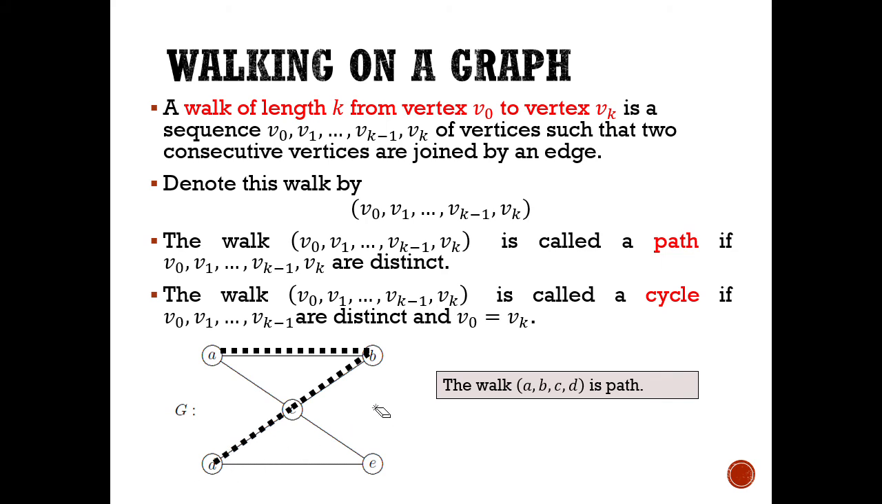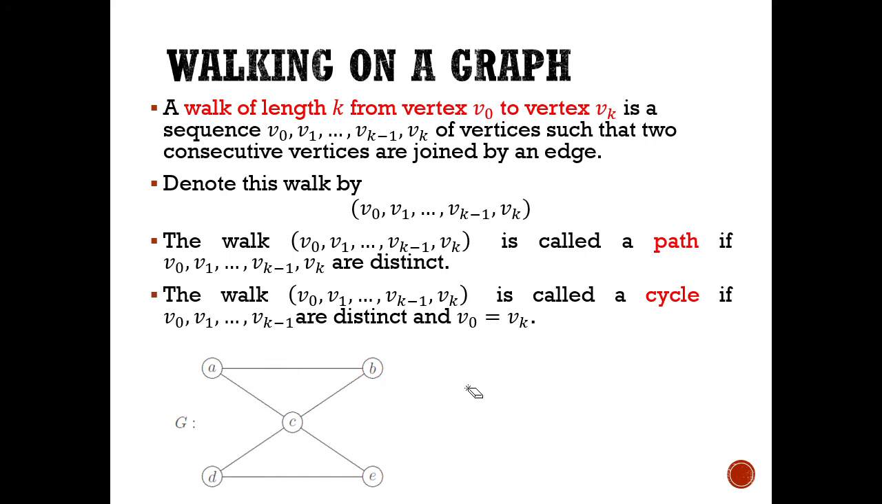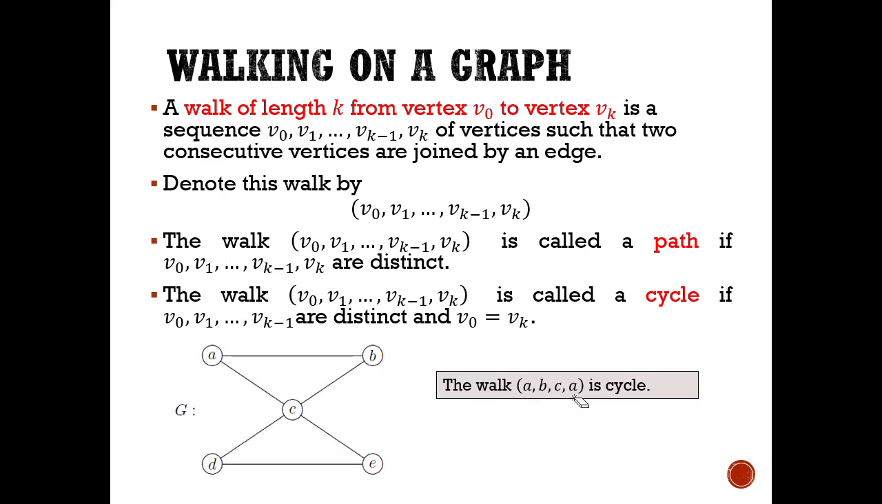On the other hand, A, B, C, A is a cycle. So you have A to B, B to C, C to A. So you formed a cycle in this case. So in this example, you have a cycle of length 3. Now let's go focusing on our simple graph G. Is it possible to have a cycle of length 4? Please comment below for your answers.